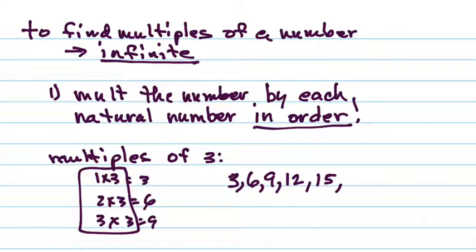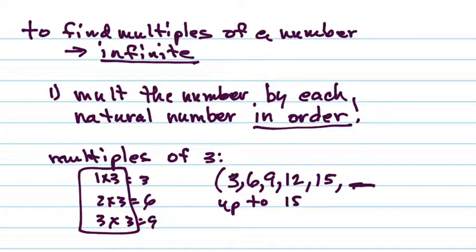No. Well, yes. Well, I could stop, but is that all the multiples of 3? No. No, they go on infinitely, so what do I have to do in order to indicate that? Dot. Exactly. Don't you give me a list of multiples of a number without including that. Now, if they said up to 15, then you could stop there.